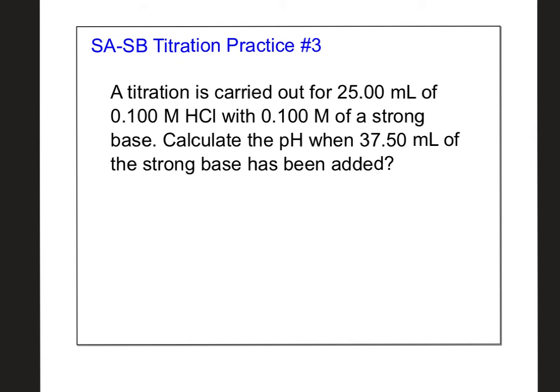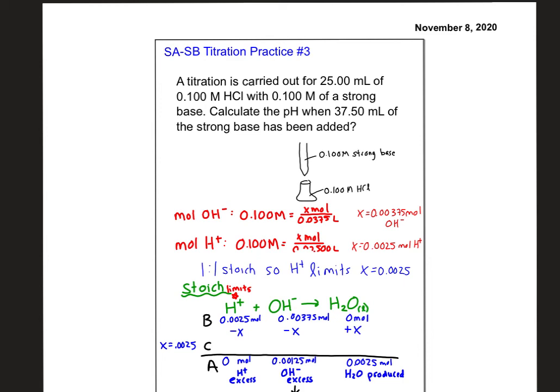All right, you practice this one, 25 mLs of HCl, and then we're adding some strong base to it. So you should be able to draw your sketch, figure out where you are on the titration curve, and solve for your pH. I'll put the answer up in 3, 2, 1. All right, hopefully we were able to, at the very least, start this problem.